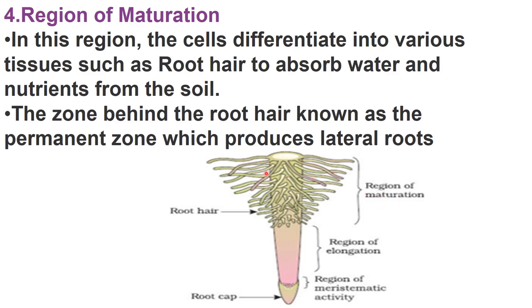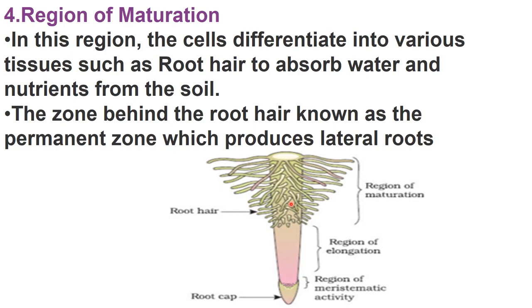So in the region of maturation these root hairs are present to absorb water and nutrients from the soil. Which part of the root is helping in absorption of nutrients and water from the soil? That is the root hairs. These are increasing the surface area. You can see here, because of the presence of these root hairs, the surface area of this part of the root is larger than this part of the root. So these root hairs are increasing the surface area and helping in absorption of minerals and water from the soil.